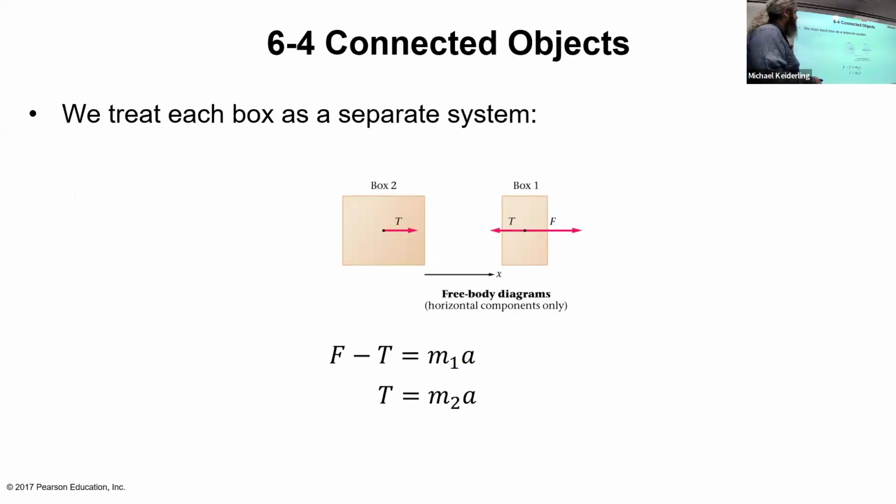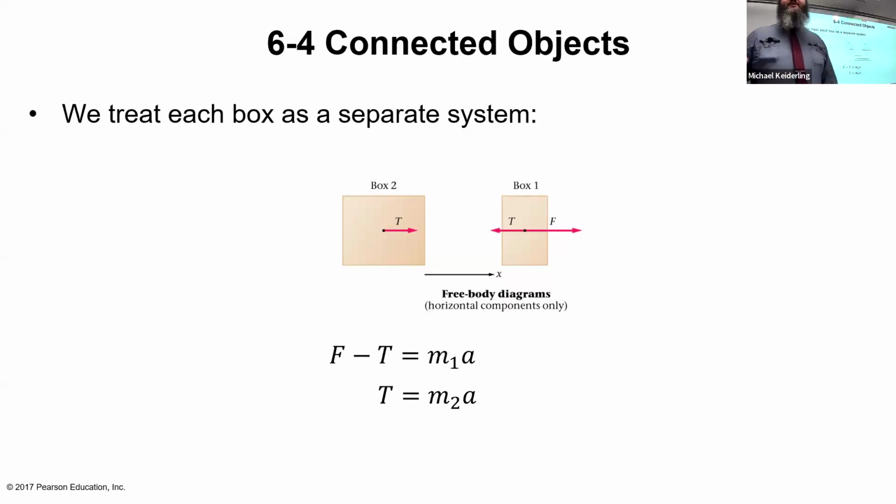So here you can see for box 1, it's got the applied force F minus the tension equals mass 1 times acceleration, and the tension equals mass 2 times acceleration. If we treat each box as a separate system, this lets us find out what's going on. So if we want to find the acceleration, we can add these two. We'll see tension cancels out, and we'll get mass 1 plus mass 2 times acceleration equals force.